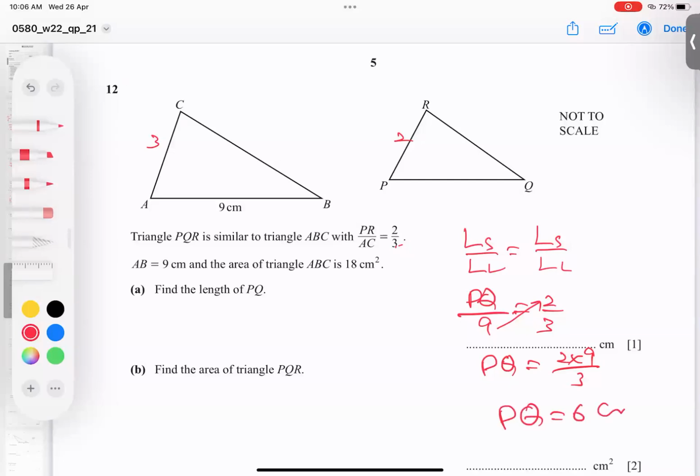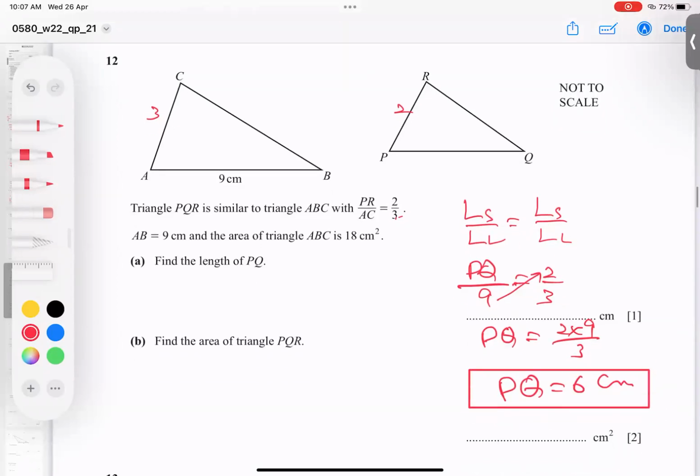So 6 centimeter. I hope so. The point is very clear. And let's talk about the triangle area. Which triangle area is he asking about? So let's see. Basically, we have a formula here, because PQR is a small diagram. So area of small by area of the large equals length of small by length of large.